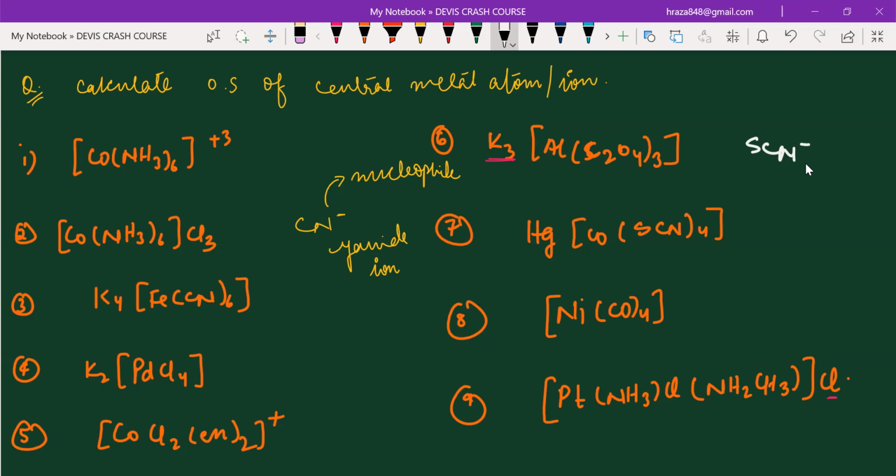For the first one I got +3. This will have +3. This will also have +3. This will have +2. This will have +2. This will have +3. This will have +3. This will have +3. This will have 0. This will have +2. Is there any that is wrong? Wait, checking.